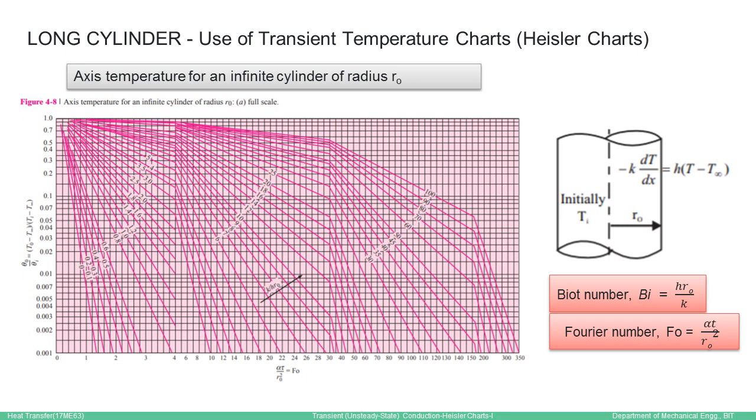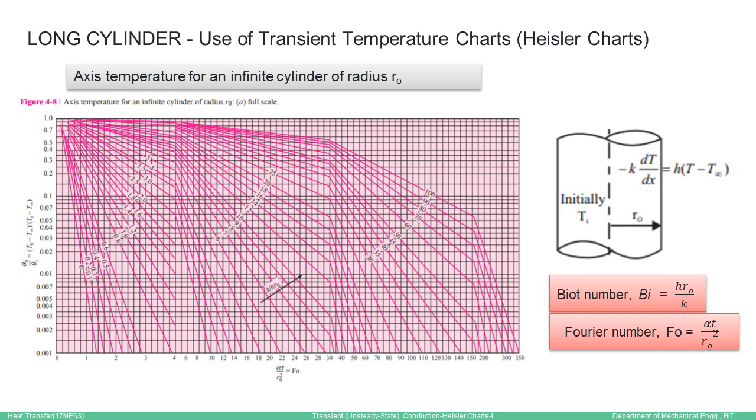In this case, the curves are drawn for different values of 1 by Biot number, just the way it was for mid-plane temperature for the slab, and the x coordinate is different values of Fourier number. The centerline dimensionless temperature can be found from the y-axis. So if time is known, you can find the Fourier number, and having the 1 by Biot number value and Fourier number, you can find the corresponding value of theta naught by theta I.